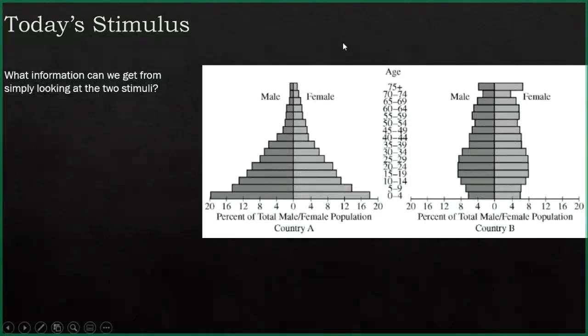Just by looking at this image, what can we get from this? I need somebody. What can we tell? What stage are these countries in? We've got Country A, we've got Country B. Come on, somebody.